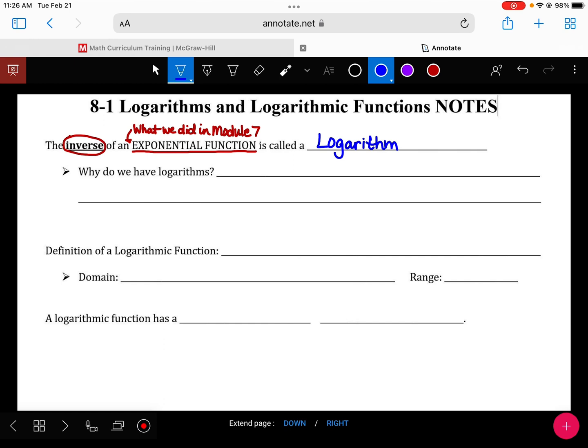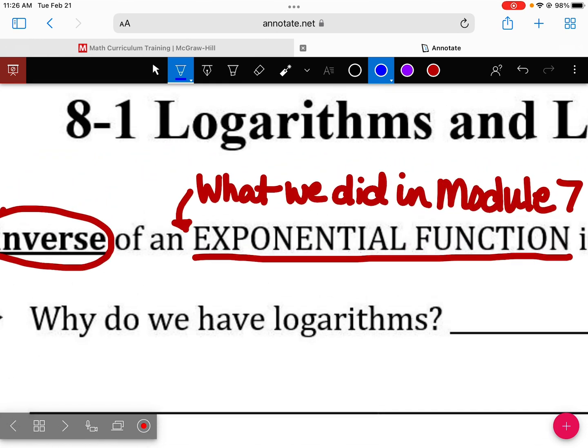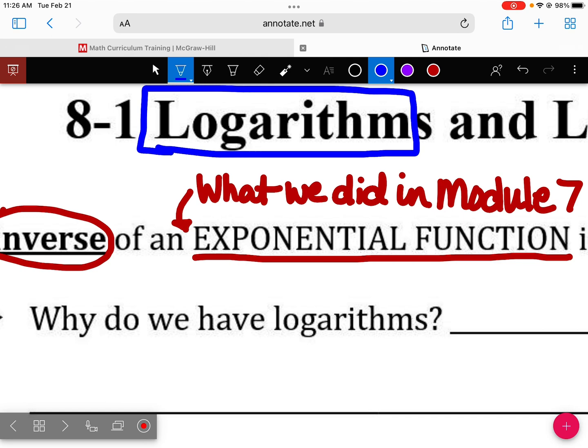If you want to know how to spell it, it is printed on your page. Logarithm is spelled like this. So you can copy that down.